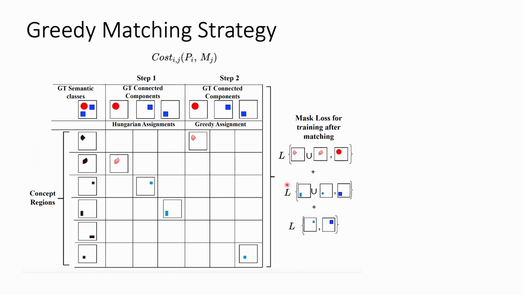Once matched, if two or more concept regions get matched to a particular connected component, like the circle in this case, we define losses such that a union of these concept regions encompasses the entire connected component, and we have added an additional constraint to ensure that these concept regions are distinct and disjoint.